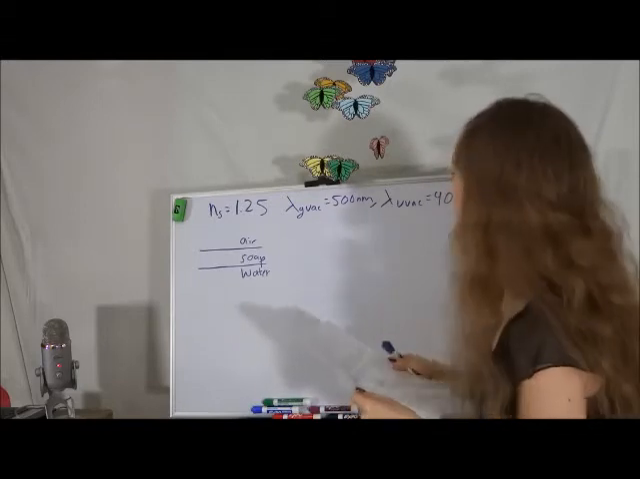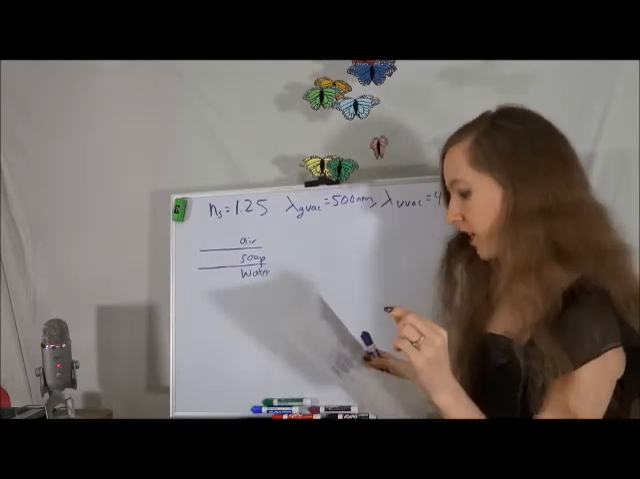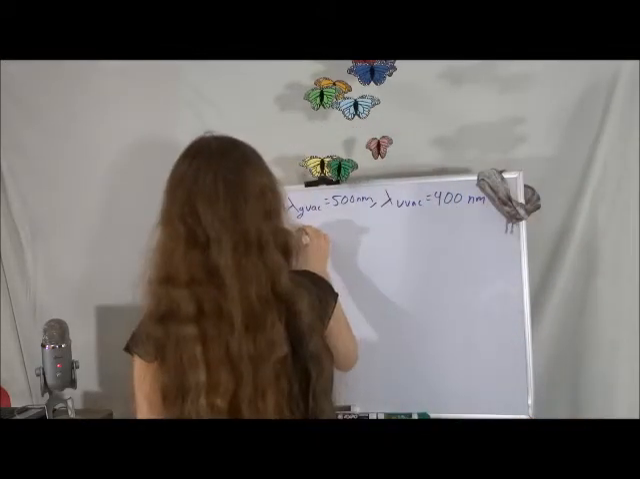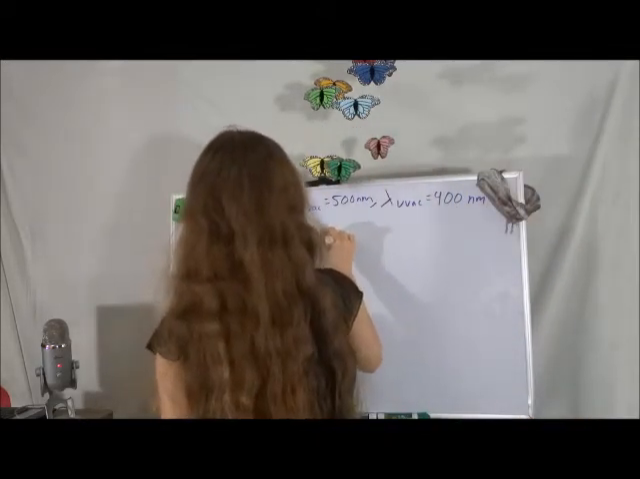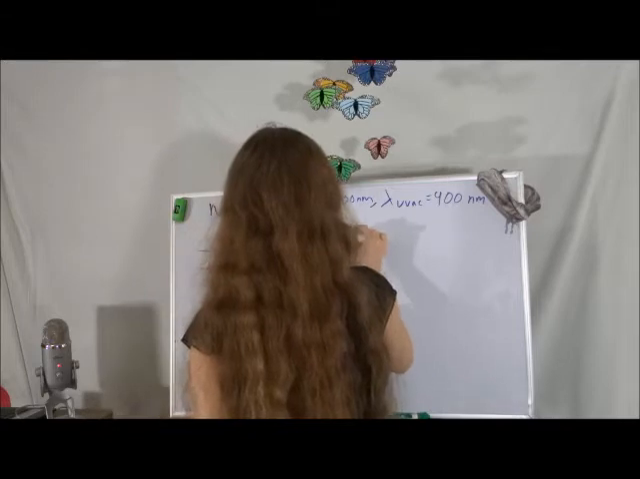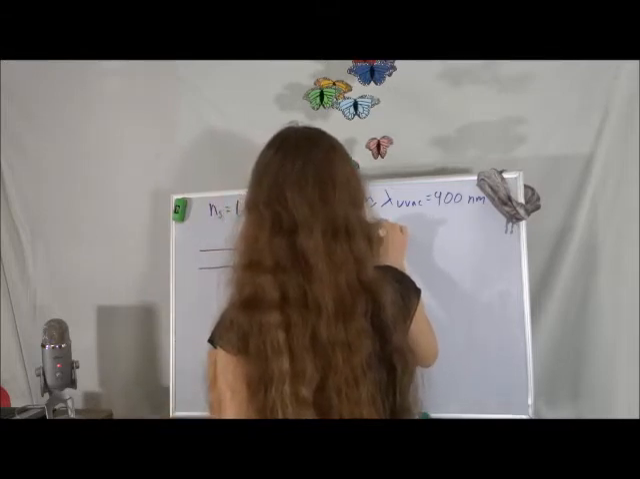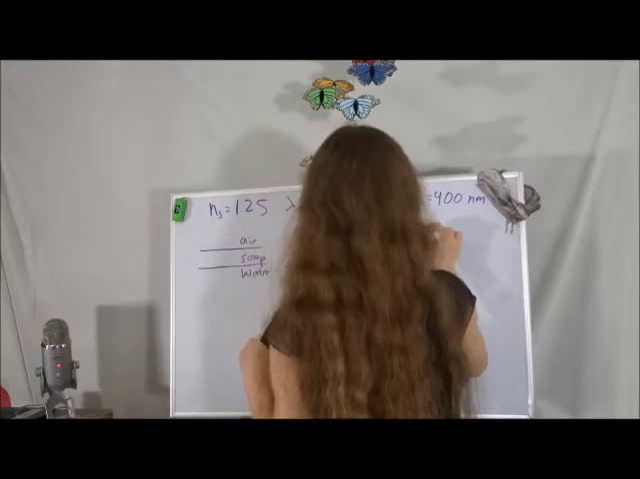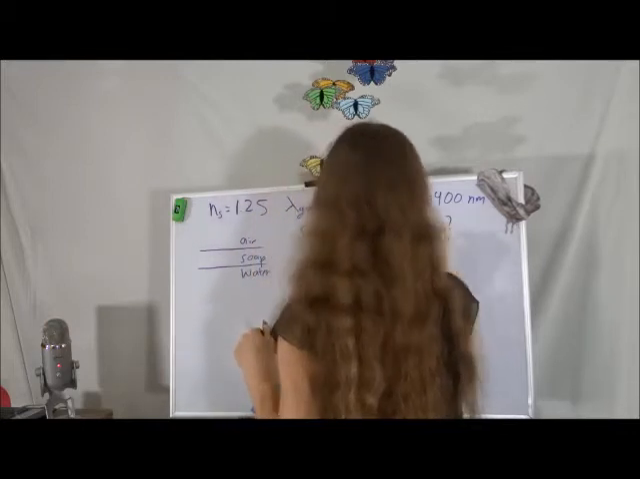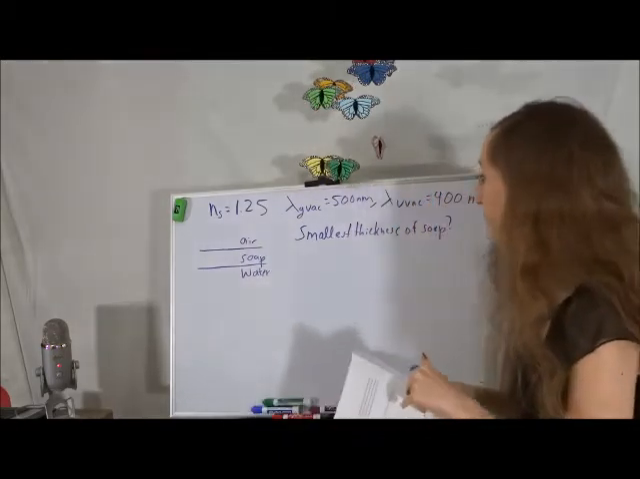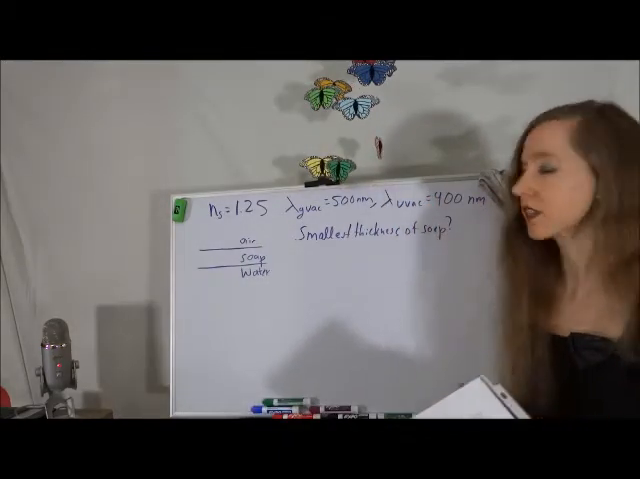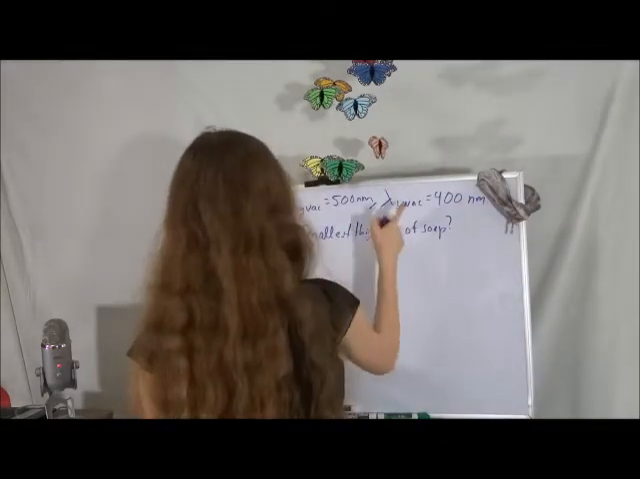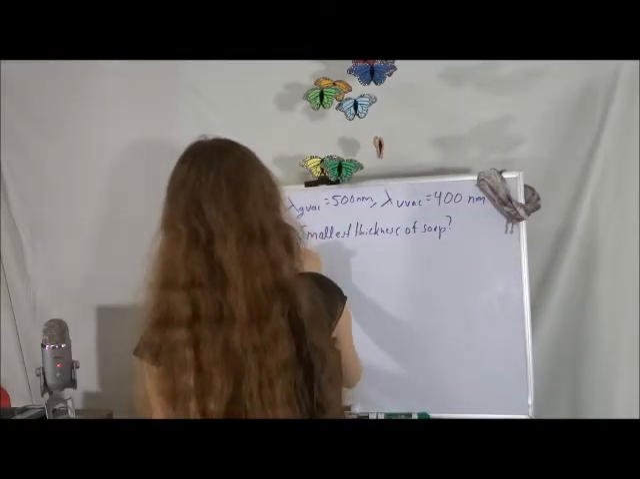So we want to know what is the smallest possible thickness of the soap layer. So that's what we're trying to figure out. We're told we have constructive interference. So we know constructive interference for these two wavelengths.